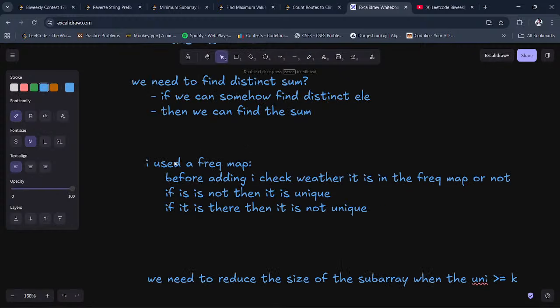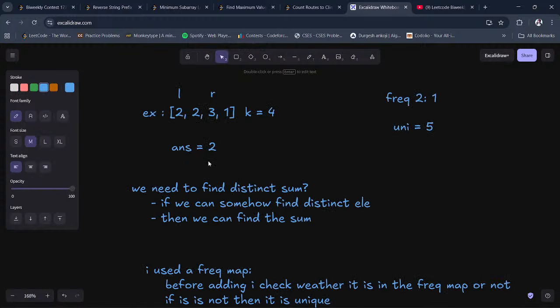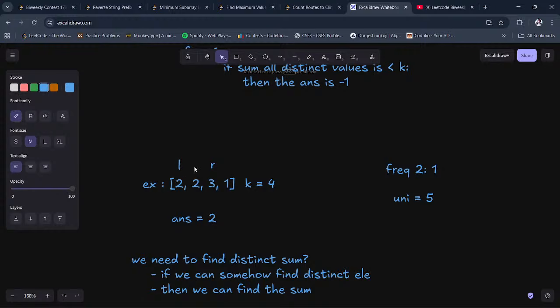That makes sense. Why? Because the moment you get greater than or equal to k, you can reduce this thing. At this point, we got unique sum as 5 and k is 4, so you can just increment this L. The moment you increment, you remove this 2 from the frequency array. Initially it was 2, now it became 1. The sum is still 5, but during this time we can keep track of R and L, so we can keep track of the minimum subarray length. Among the possible subarrays we'll choose the minimum one.